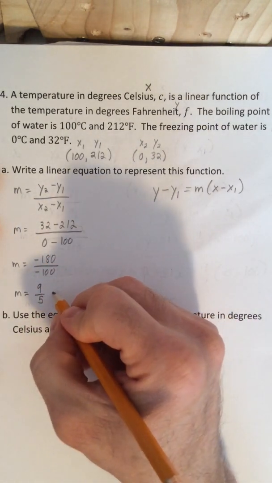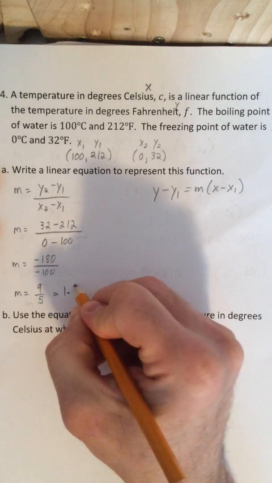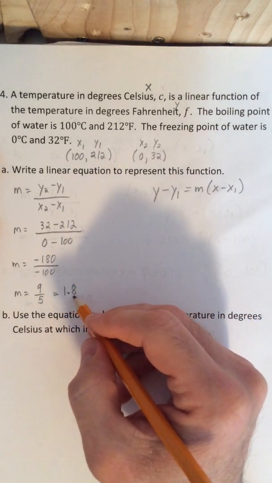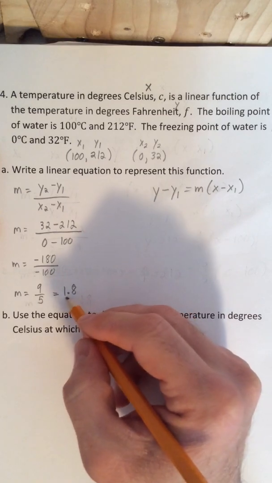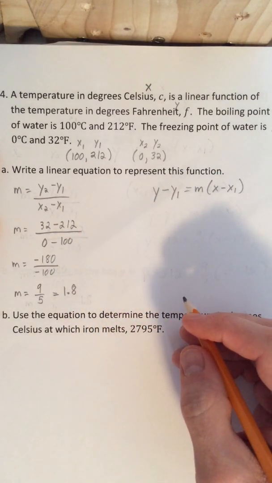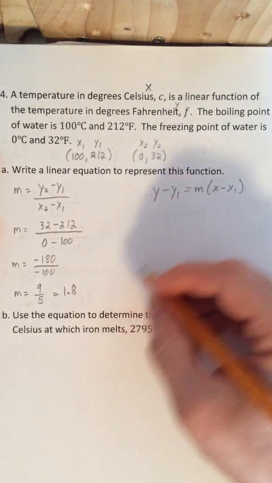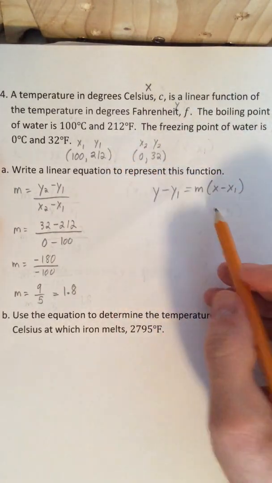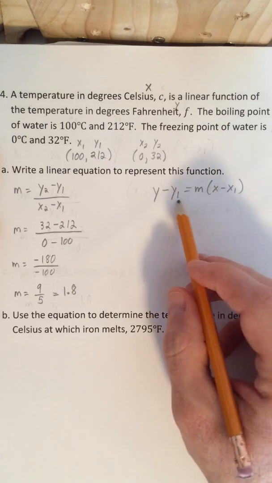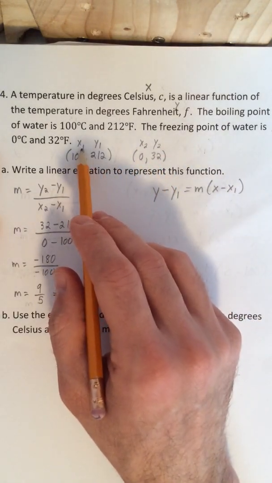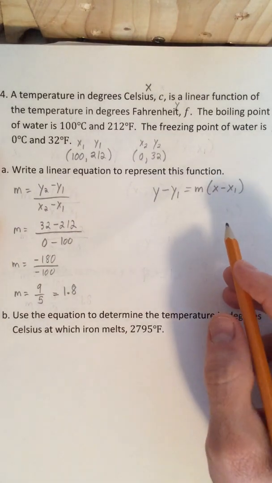You could also write this as a decimal, which would be 1.8. As long as this isn't a long repeating decimal that you have to round, then you could leave it as this instead of using the fraction. The other thing we need is a point. So the point I'm going to use, since we're looking at x1, y1, I could use these, but I'll use this. I'll use this x1 and y1 that I've already found.